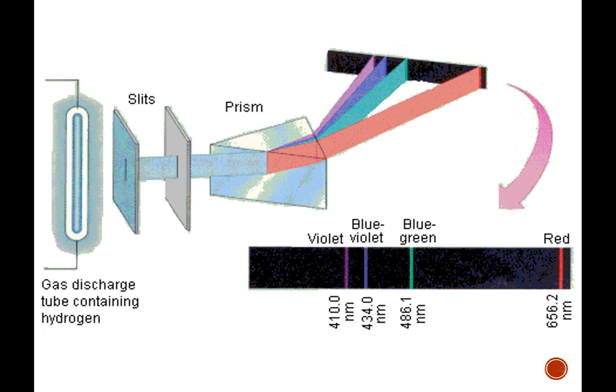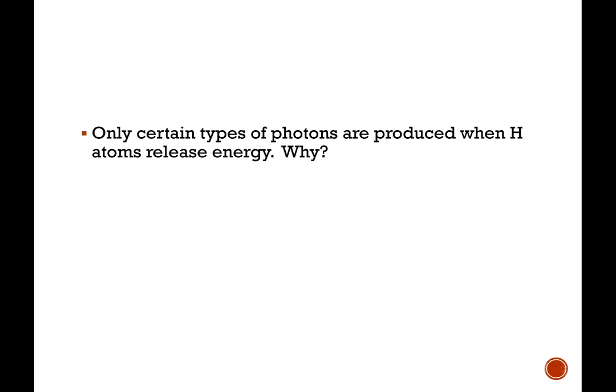Every element has a unique set of lines, and it's not always 4. Sometimes it's more, sometimes it's less. So these set of lines, these exact lines, are unique for every element. This one happens to be hydrogen.